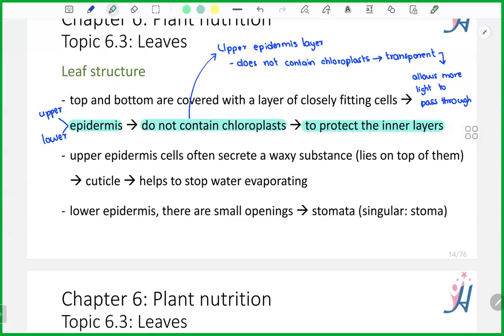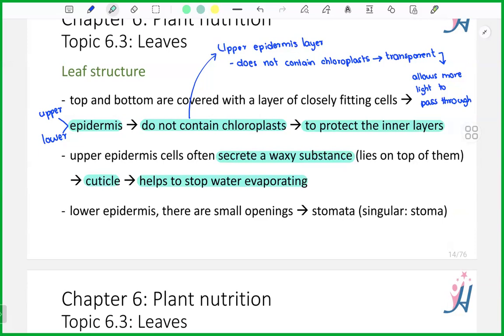For the upper epidermis, they also secrete a waxy cuticle, a wax substance known as the waxy cuticle. The waxy cuticle helps to stop water from evaporating, so it also prevents water loss via evaporation or transpiration. I'll repeat one more time: the upper epidermis layer is mainly for protection, and it does not contain chloroplast.